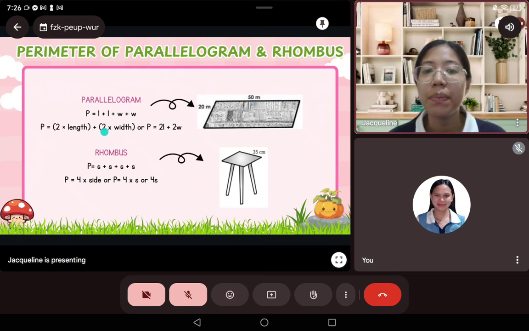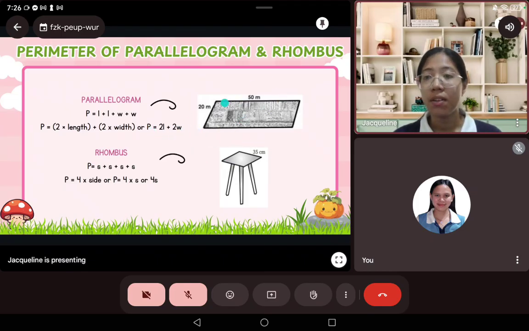So 100 plus 2 times 20, we have 40 for the width. So 100, the total of both lengths, and 40, the total of both widths, is 140 meters. So that is the perimeter of Mang Pedro's parallelogram garden. Okay? Do you understand, class?